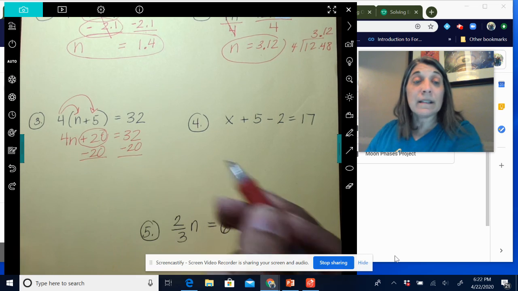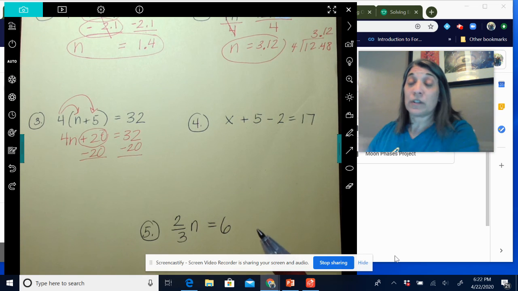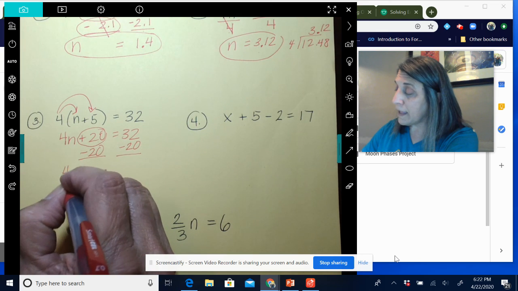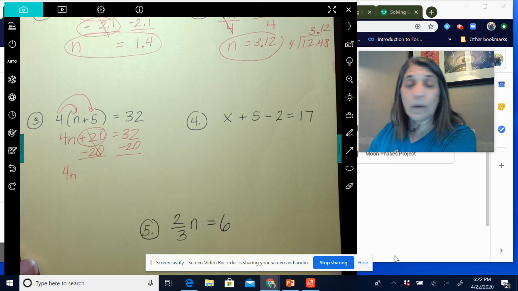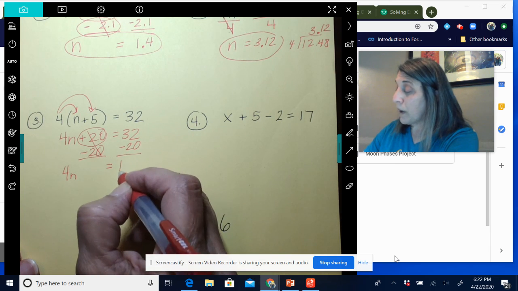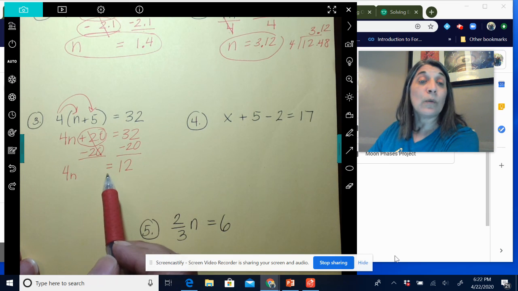And I'm going to use my equation lines that show I'm putting a solution underneath. I'm going to go ahead and carry down my 4n. These cancel each other out. I don't need to put a 0 there. When I subtract 20 from 32, I get 12. Now I have 4n equals 12.